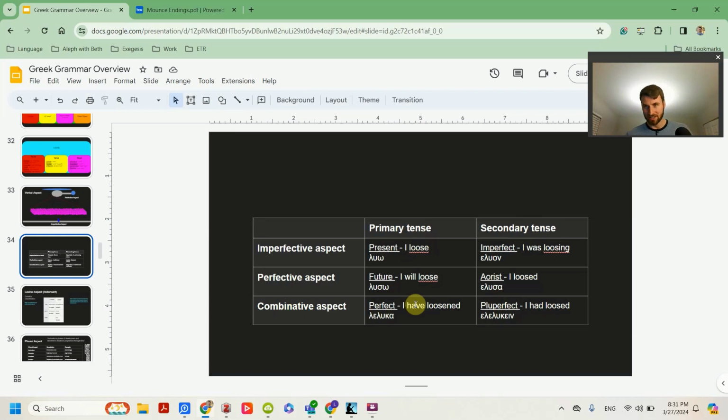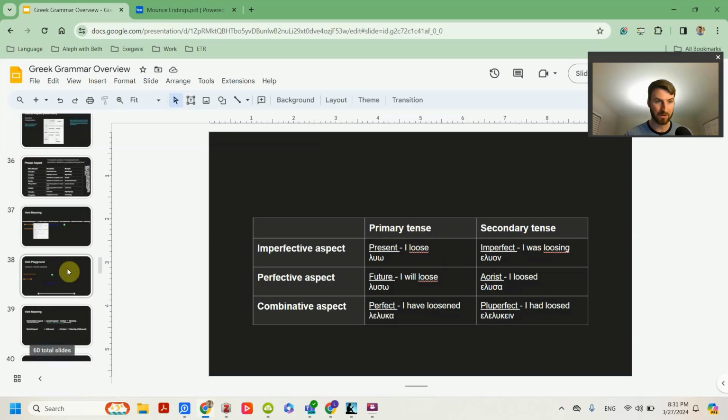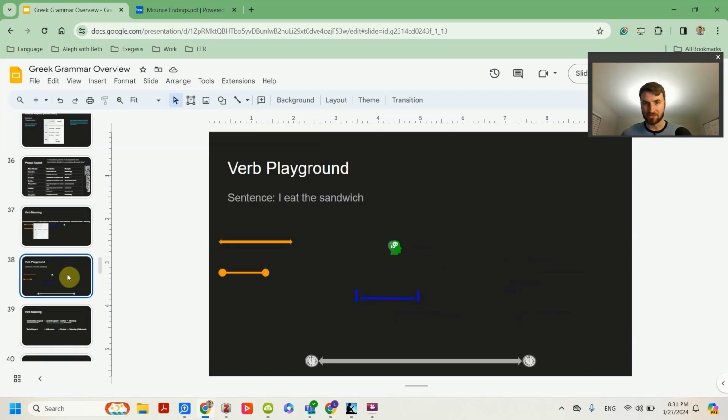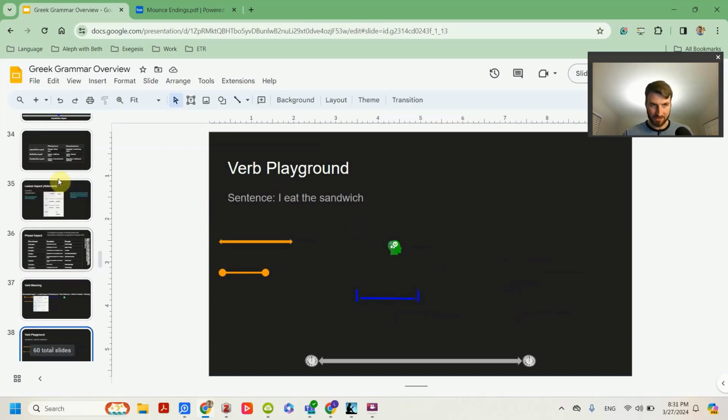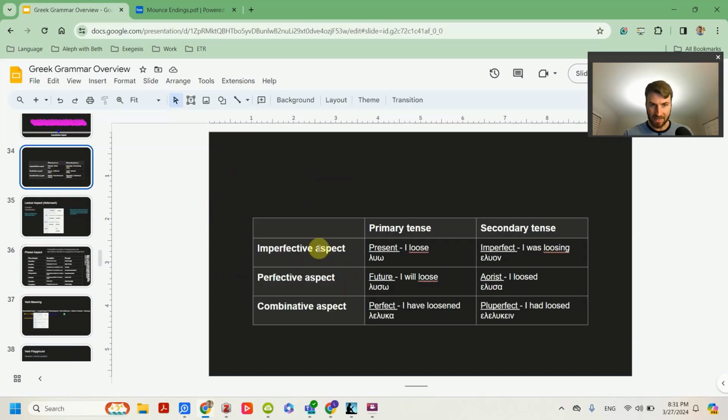I'm using all this abstract language, so hopefully a few examples can help us understand this better. The present tense here in Greek, we have luo, which we translate I loose. I'm getting the kind of depiction that I'm going to show here from Biblingo. I find it helpful. So the present tense, if we go back to our chart, is in the imperfective aspect.